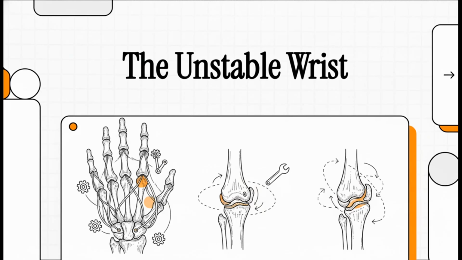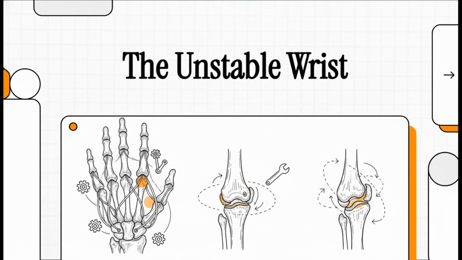Just think for a second about everything you do with your hands. Typing, lifting, weaving, you name it. And all of that is powered by your wrist, which is this incredibly complex piece of biological machinery. But what happens when that machinery breaks down? Well, today we're going deep on the unstable wrist, a condition that can turn the simplest movements into a real source of pain and weakness.